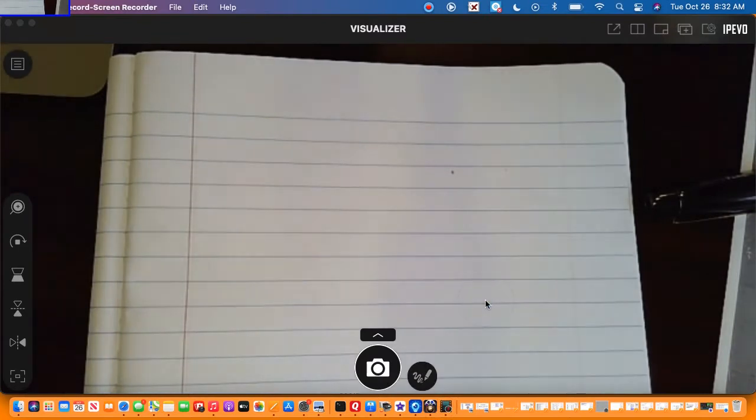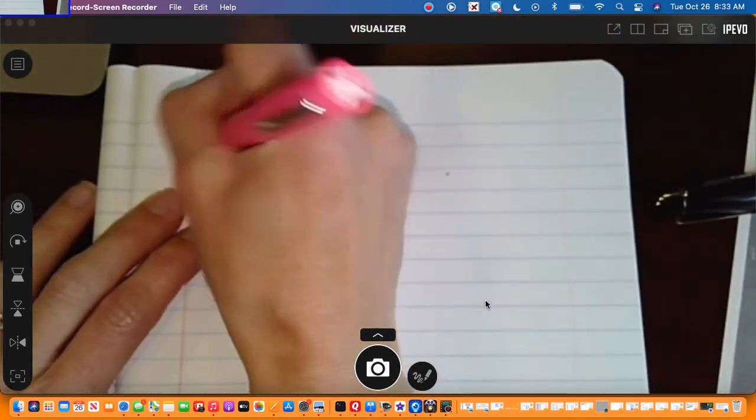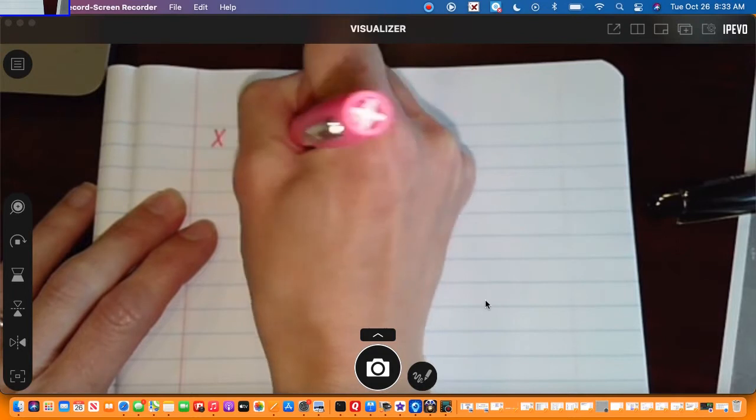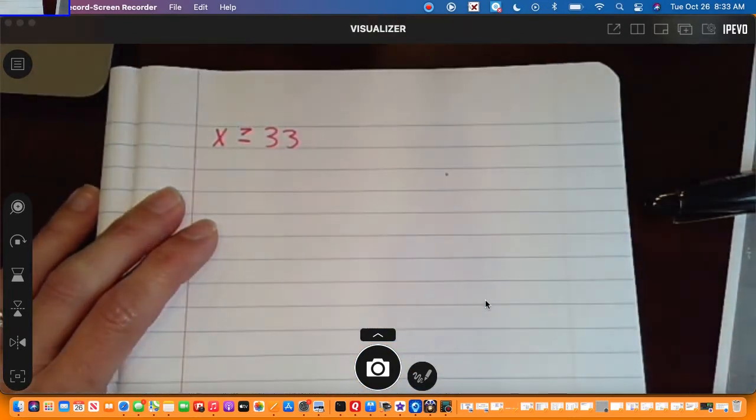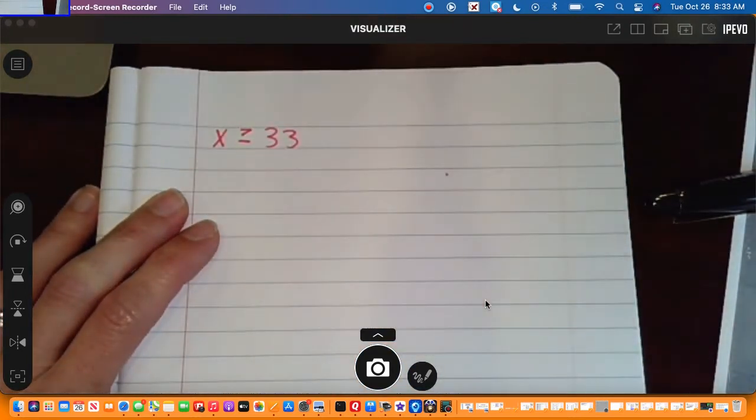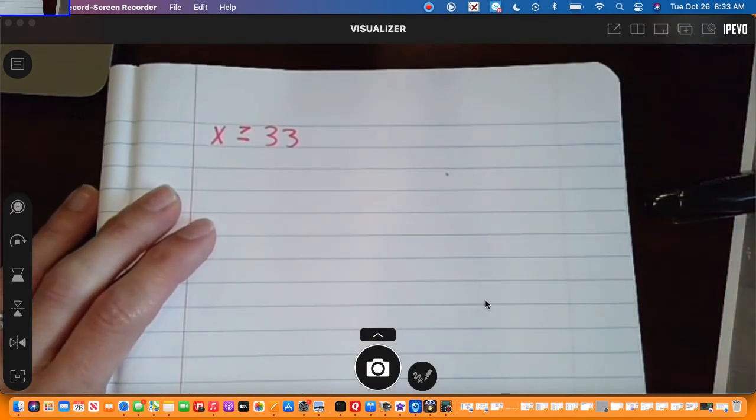Okay, number 1, it says all real numbers greater than or equal to 33. And it says write the inequality. So all real numbers greater than or equal to 33. That's your answer. Any questions on that one? No? There's one just like that on your test.